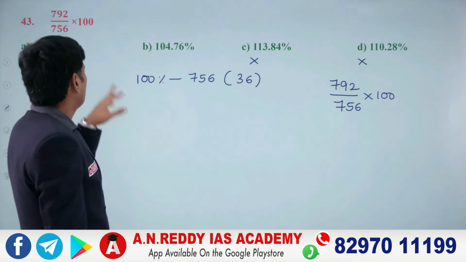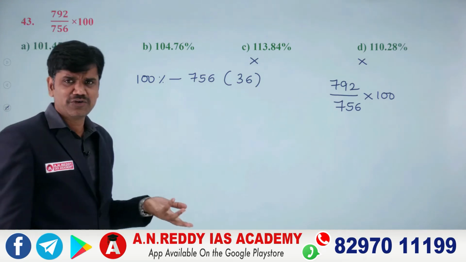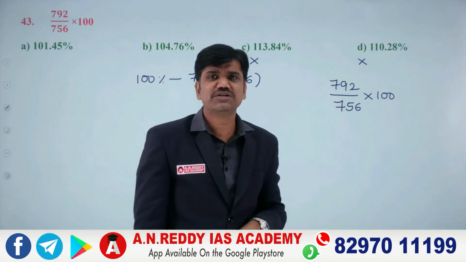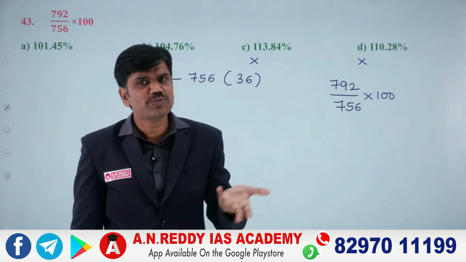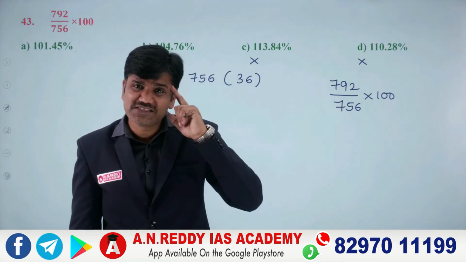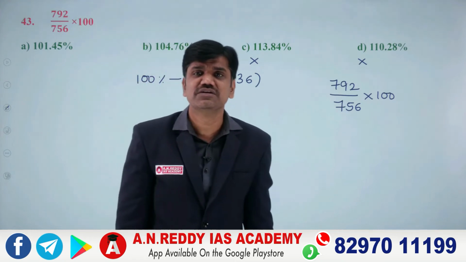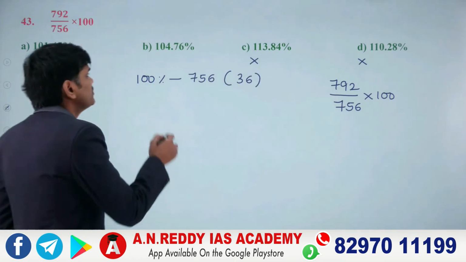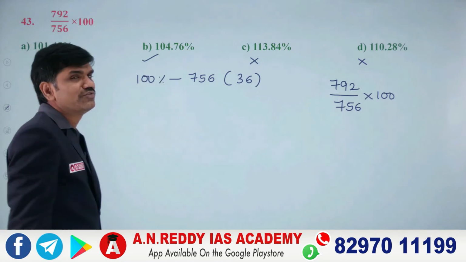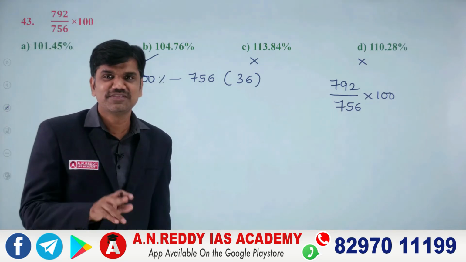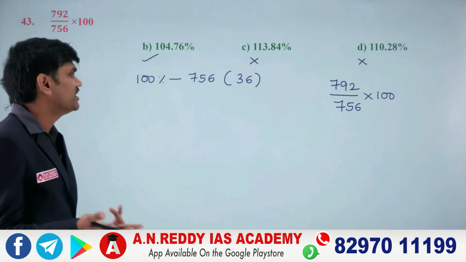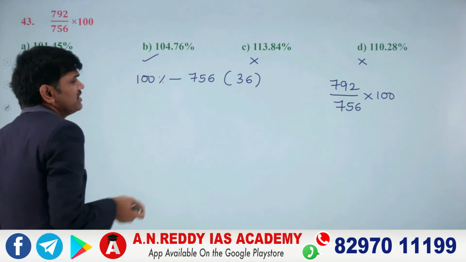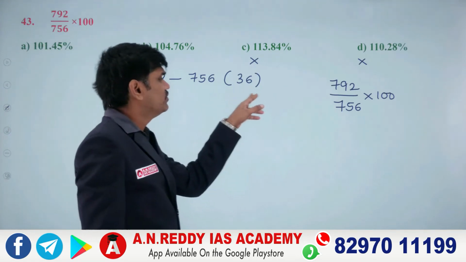Simple check. Can you go for 2%? Definitely yes. Because 1% is 7.56, 2% is 15 point something. So 2% definitely I can go. Hence my answer has to be more than 1 or 2%. As it has to be more than 1 or 2%, there is only one option we are left with, that is 104.76. That's all.